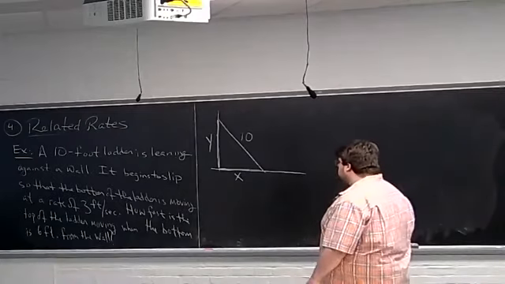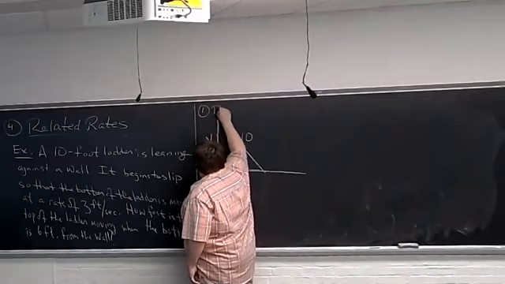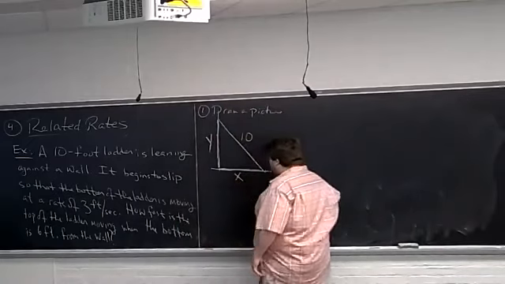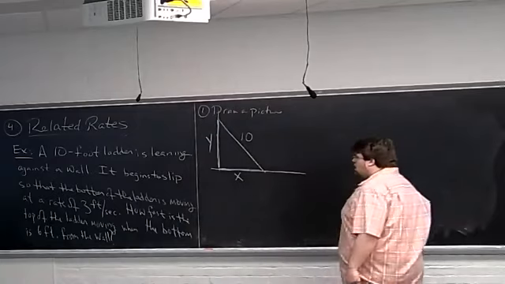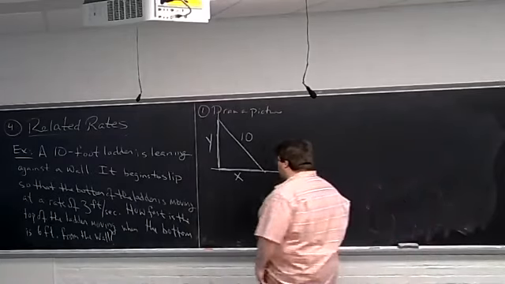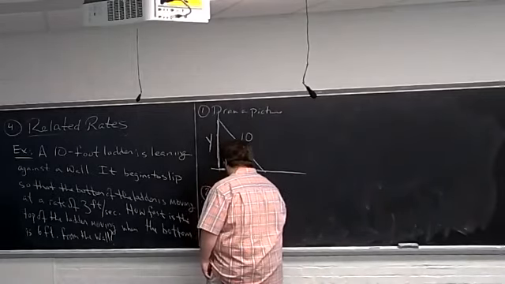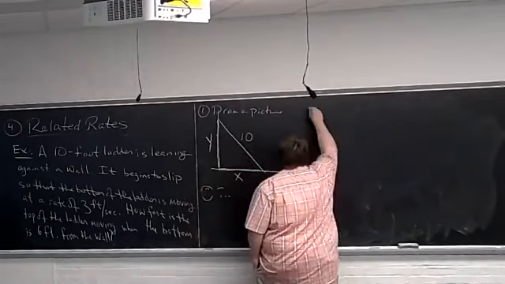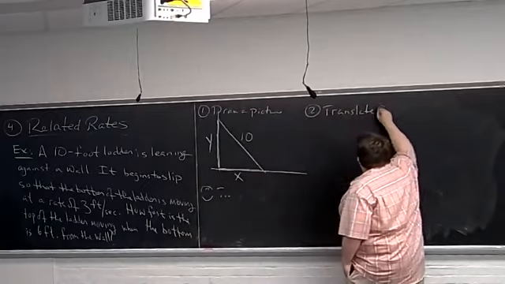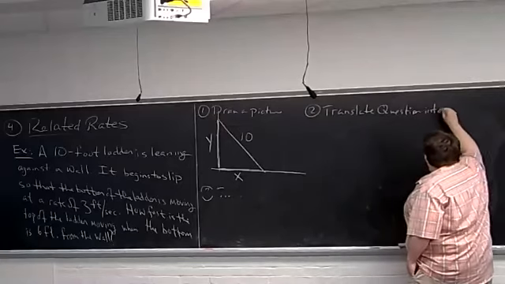So what is the question saying? Maybe I should put this first. We'll draw a picture. 2, you could get an equation from the picture. So 2 and 3, well, I'll just say, I'll write 2 over here, actually. 2, translate the question into calculus.